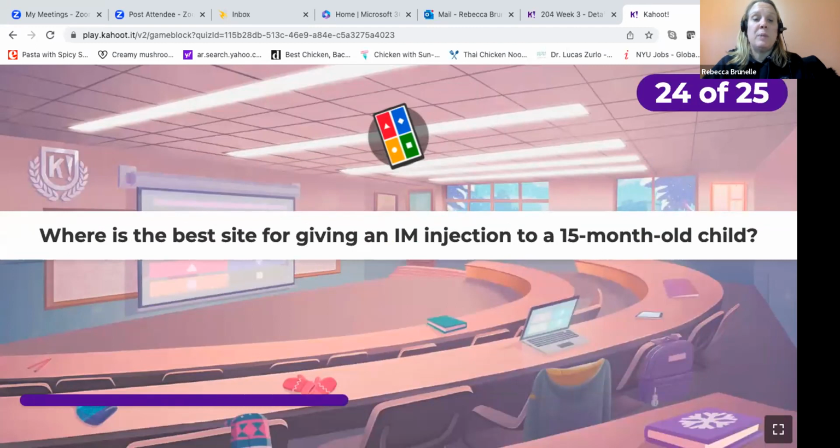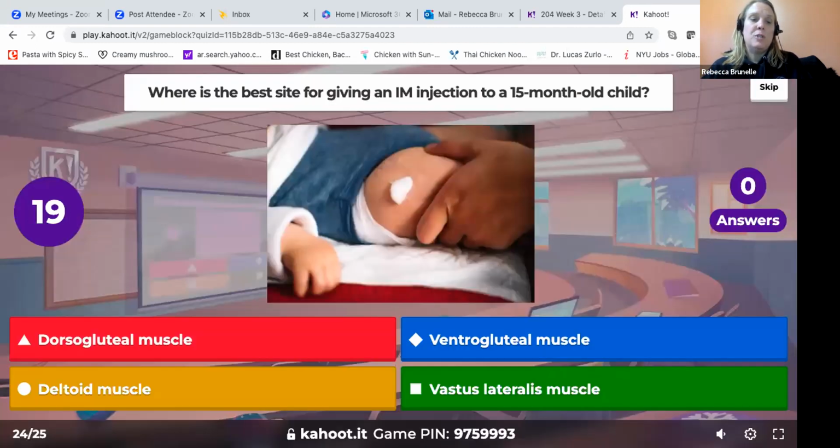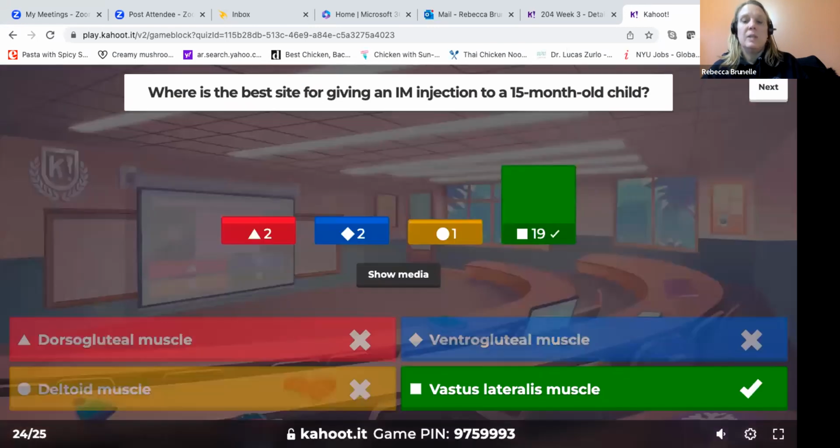So where is the best site for an IM injection in a 15-month-old? The dorsal gluteal, the deltoid, the ventral gluteal, or the vastus lateralis? So it's the vastus lateralis, it's that side thigh there.